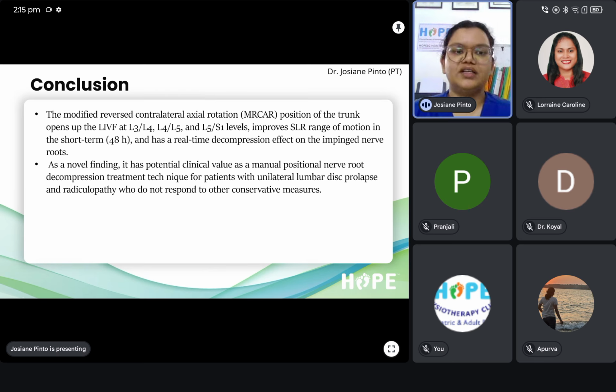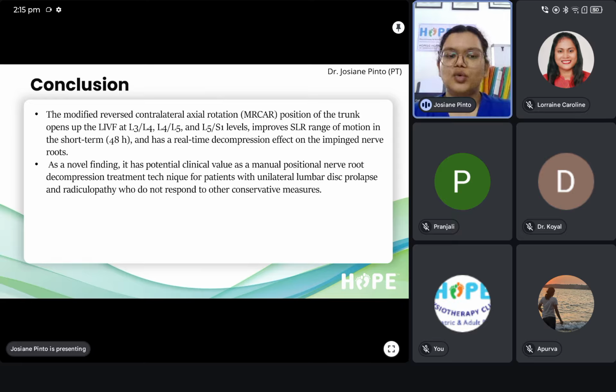Conclusion. The modified reversed contralateral axial rotation position of the trunk opens up the LIVF, lumbar intervertebral foramen, at L3, L4, L4, L5 and L5S1 levels. It improves SLR range of motion in the short term, that is 48 hours, and it has a real-time decompression effect on the impinged nerve roots. As a novel finding, it has potential clinical value as a manual positional nerve root decompression treatment technique for patients with unilateral lumbar disc prolapse and radiculopathy who do not respond to other conservative measures.